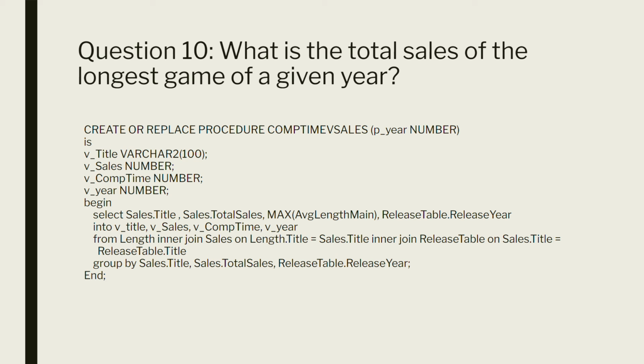For question 10, we asked, what is the total sales of the longest game of any given year? For this, we created a procedure that took in basically the year you wanted to find, and then it gives you the title, the sales, the completion time that it takes, and then the year. We ran a select statement that basically found the max average length and then gives you the title and the sales of that max average length game of that specific release year. That way you will know what the sales are of the longest game that was created that year.